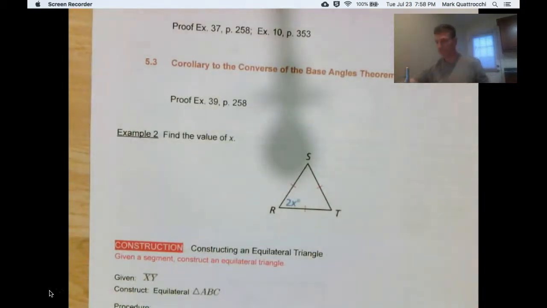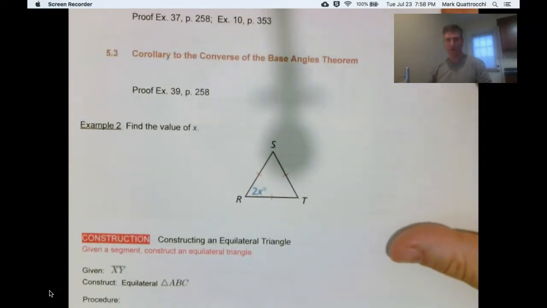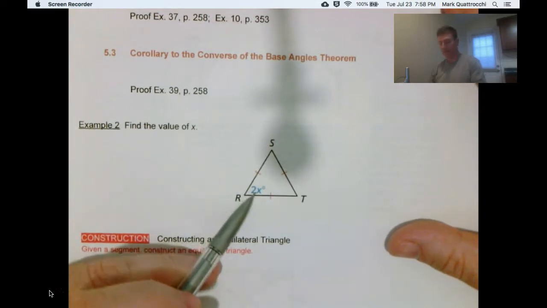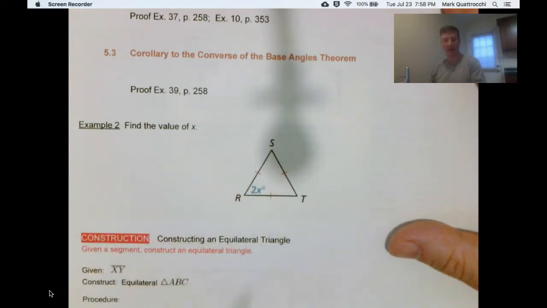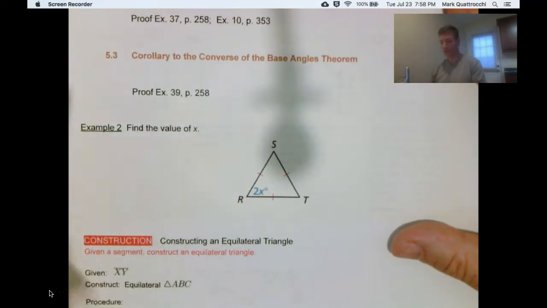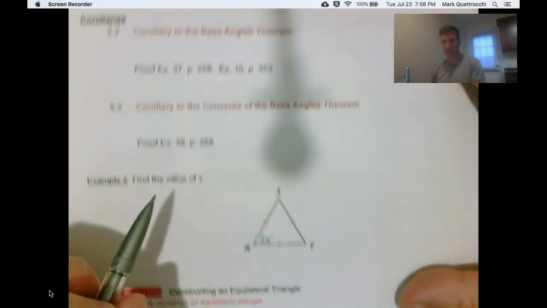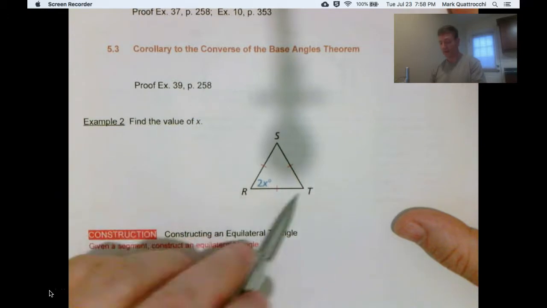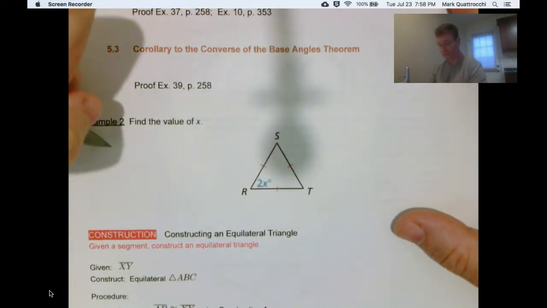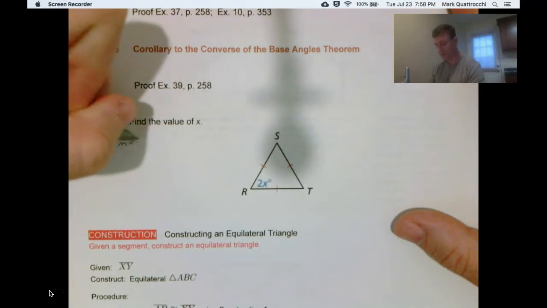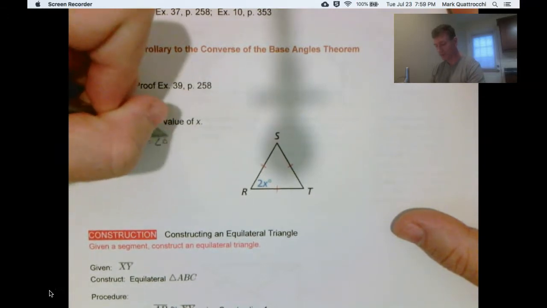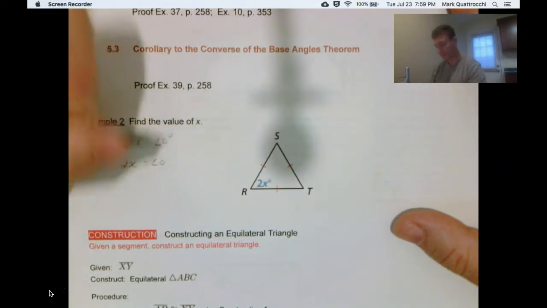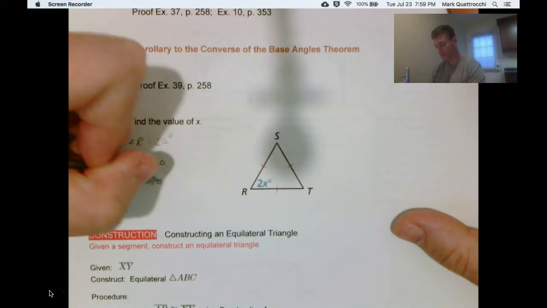Example 2. Find the value of x. Since we see that all three of these sides are congruent, by the base angles theorem, all three angles are going to end up being congruent, corollary to the base angles theorem. Therefore, this is an equilateral triangle, and each angle must be 60 degrees. So the measure of angle R equals 60 degrees, so 2x equals 60, x equals 30.